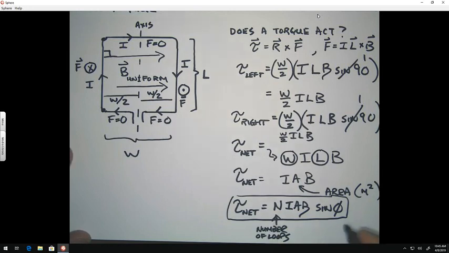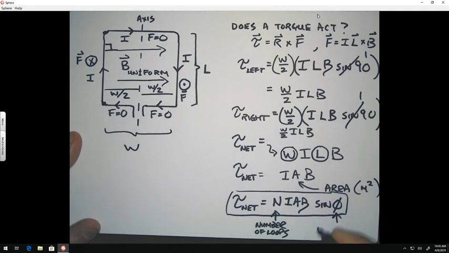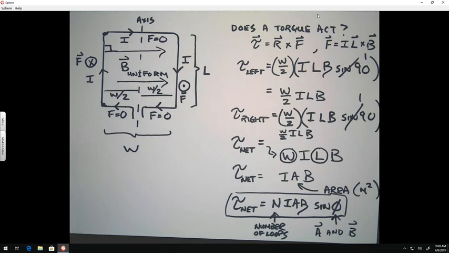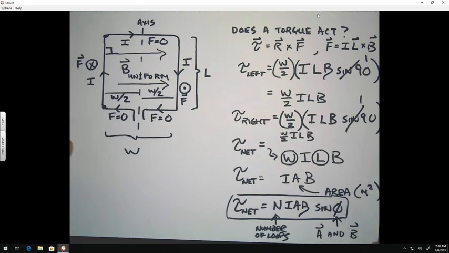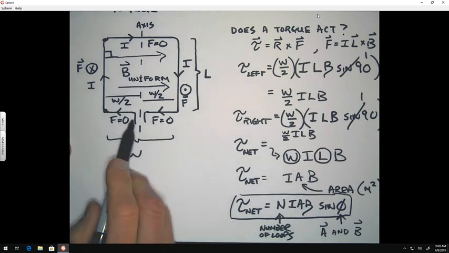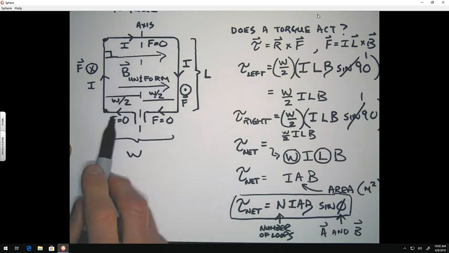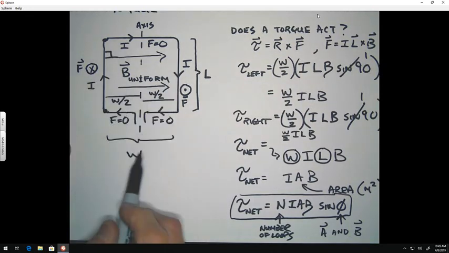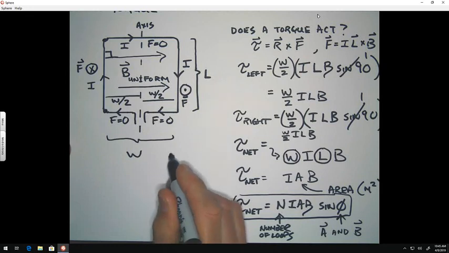The other thing which shows up here is times the sine of this angle phi again. That angle phi is going to be the angle between the area vector of the loop and the magnetic field. Okay, so let's just take one second here and think about that. The area vector of the loop is the vector which is perpendicular to the plane of the loop. Okay, right? So I'm just going to sketch that here.